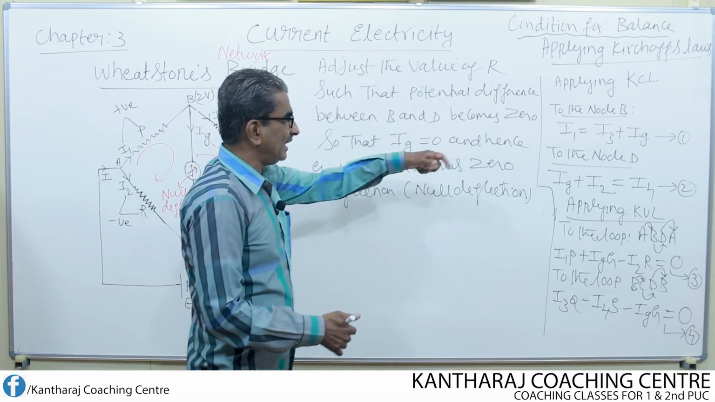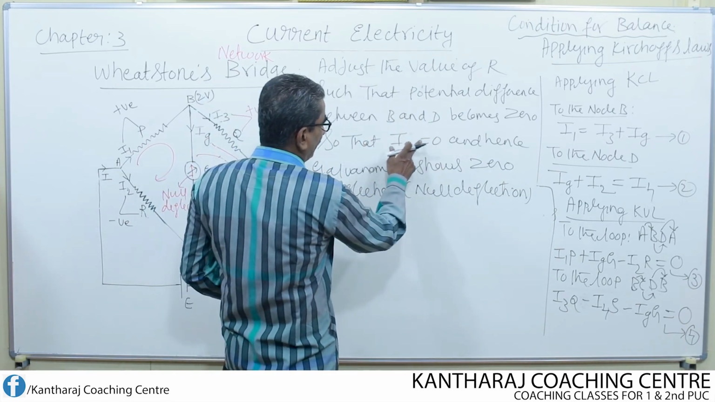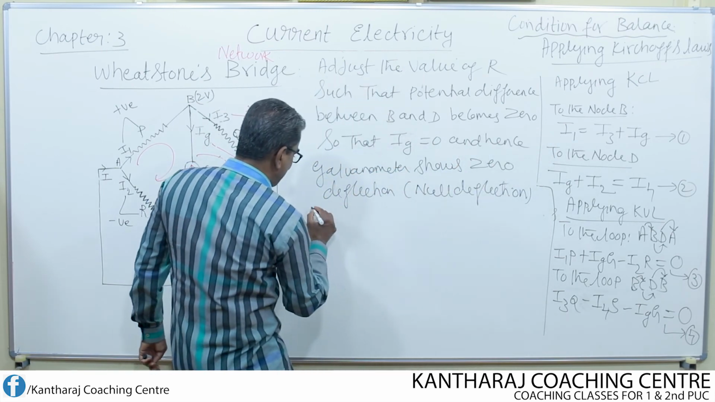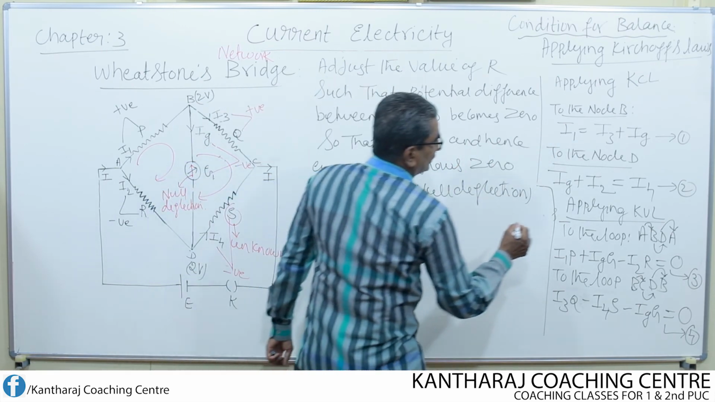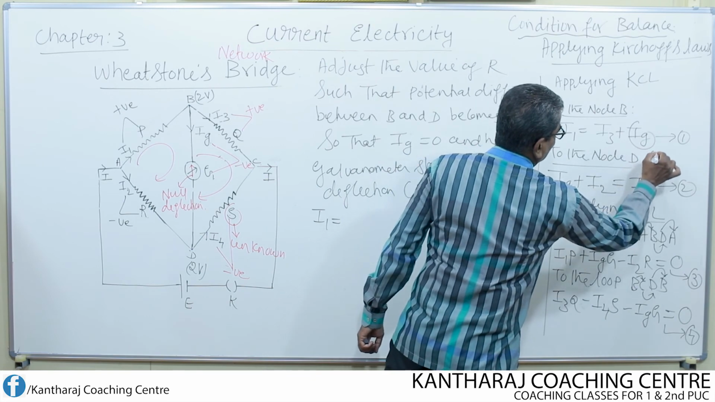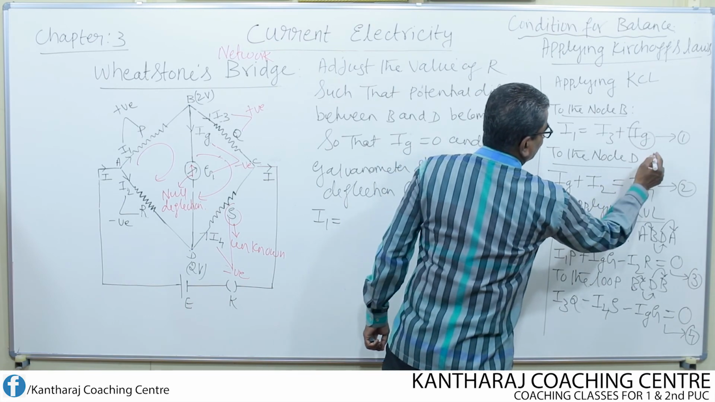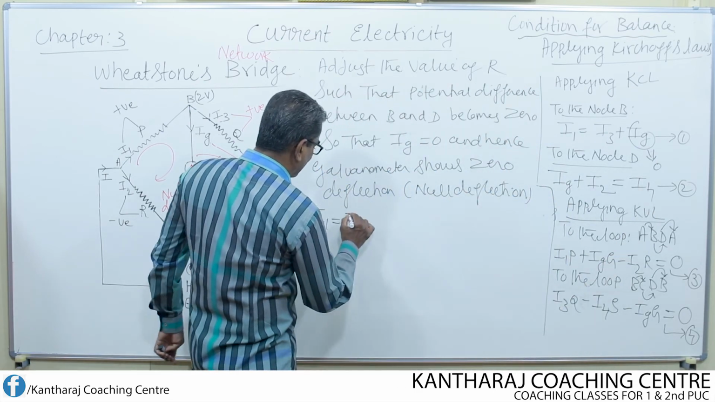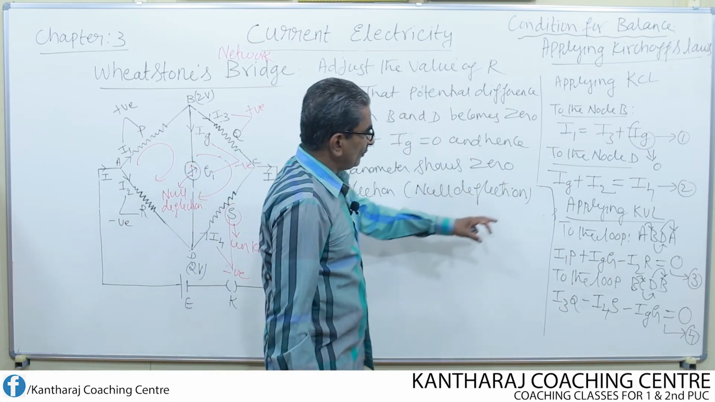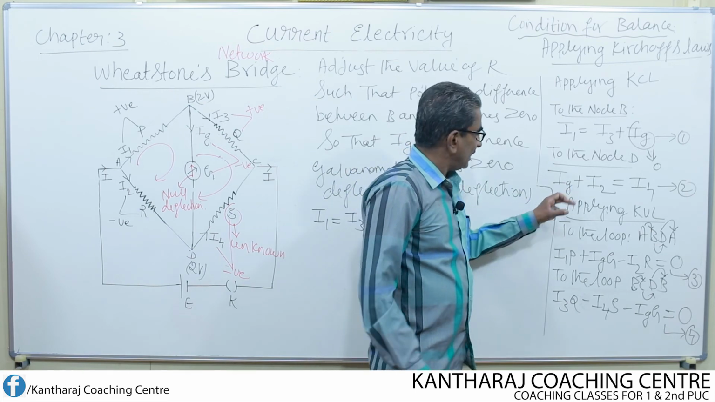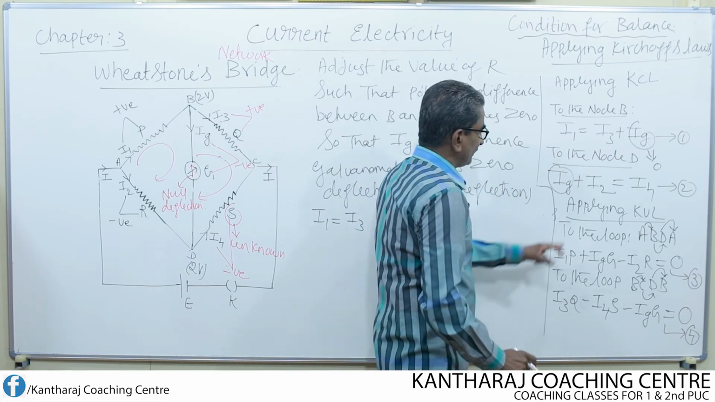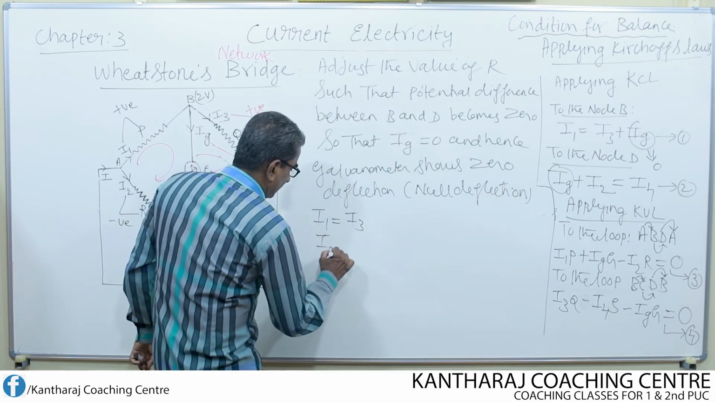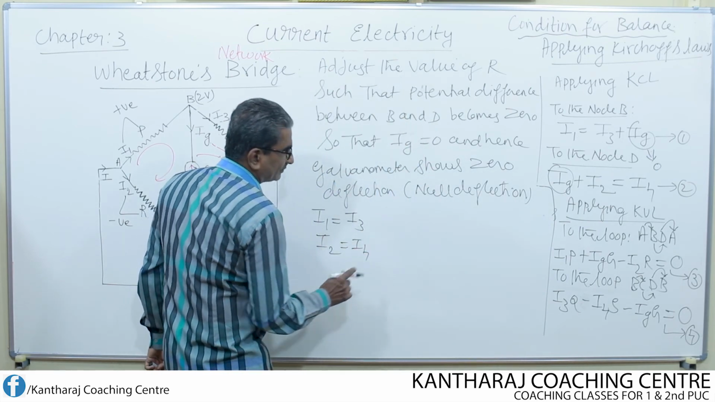Let us rewrite all those equations by putting the value of Ig equal to 0 in all these 4. So, now equation 1 becomes I1 equal to, so this Ig is completely 0, so this becomes equal to 0. So, what is left with us? I1 equal to I3. Now, what happens to equation 2? Ig is completely 0. Therefore, now I2 becomes equal to I4.